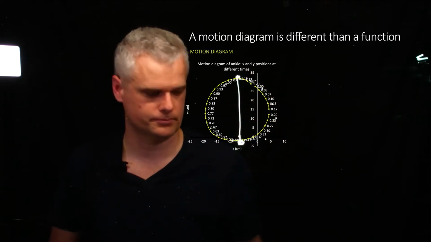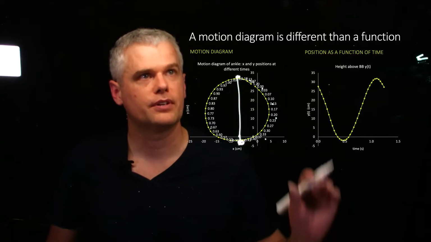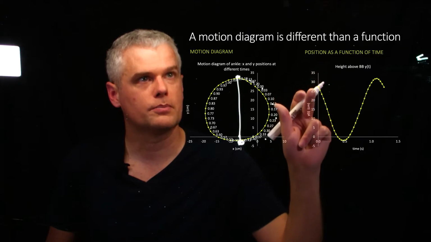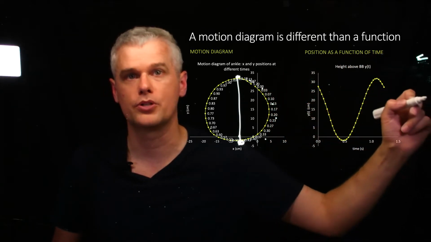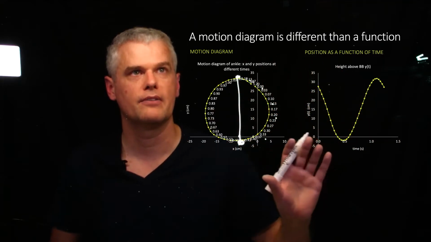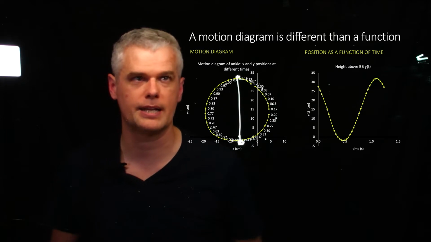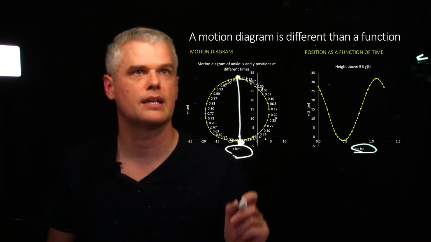We can tell the same story with the graph of the vertical position of the ankle as a function of time, and we can see that is sinusoidal motion. Circular motion is generally sinusoidal motion if we look at one coordinate as a function of time. Notice this is time and this is position.